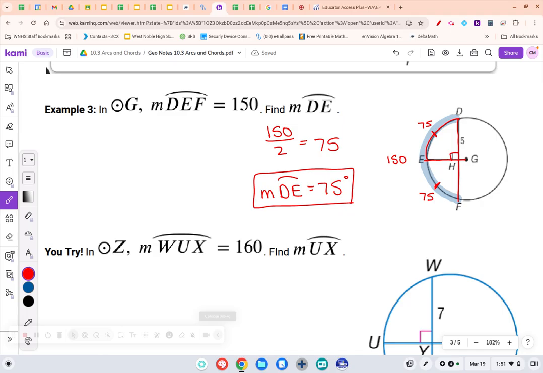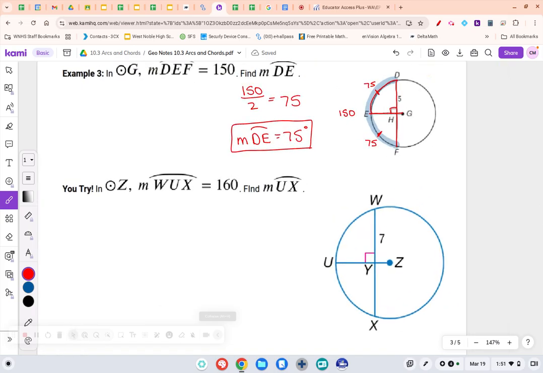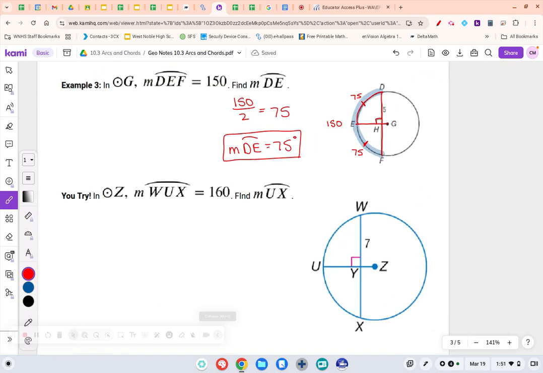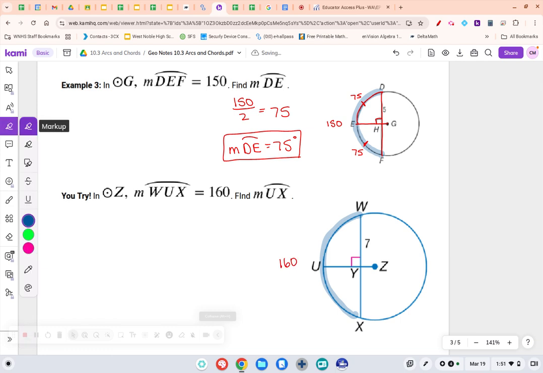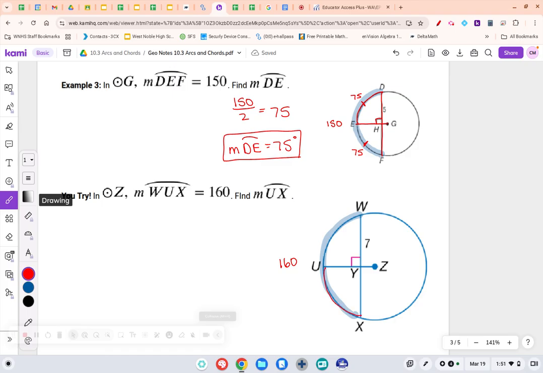Pause me again, you try. All right, so this one tells us circle Z. We have the measure of arc WUX is 160. We are just trying to find UX, which is this part. Once again, we have a radius that crosses that chord at 90, which guarantees that these two pieces are congruent to each other. So all I have to do is 160 divided by 2, which gives me 80 for the measure of arc UX.